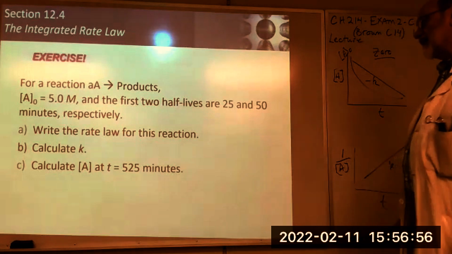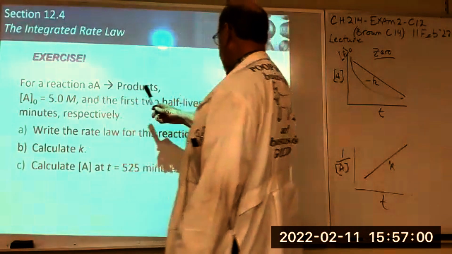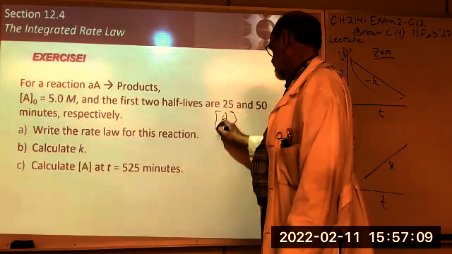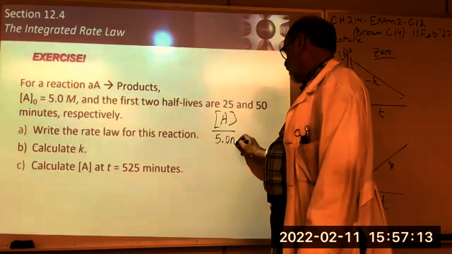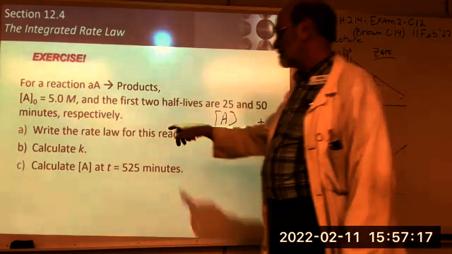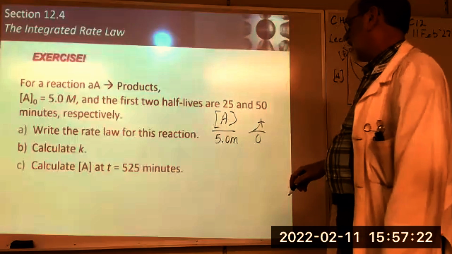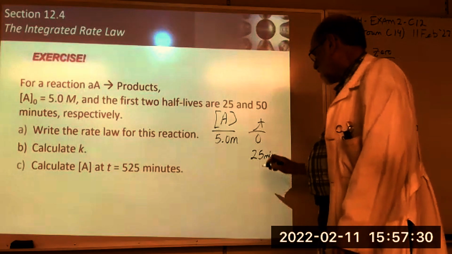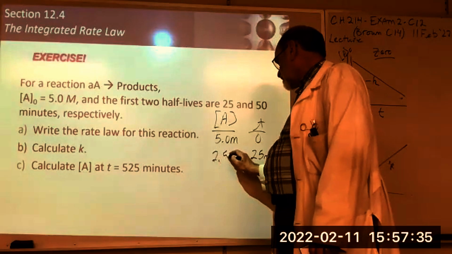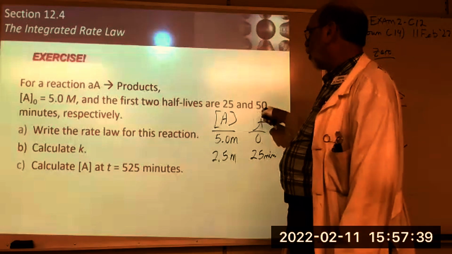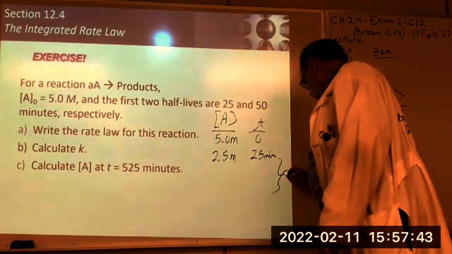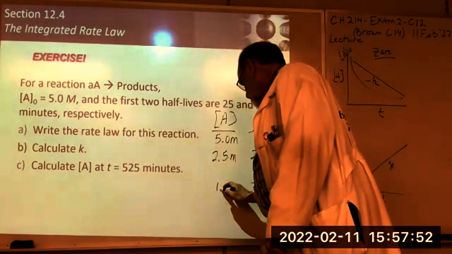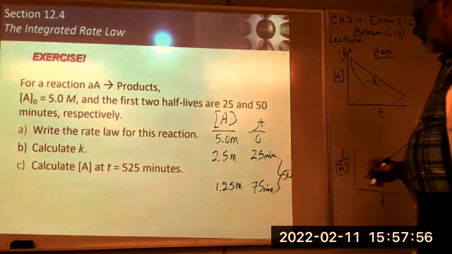Let's see, if we start off with 5 molar, and the first 2 half-lives are 25 and 50 minutes. So we start off with a concentration of A of 5.0 molar at time 0, right? Then after 25 minutes, this should be half, 2.5 molar. And after 50 more minutes, that would make it 75 total. Now we have half of this concentration.